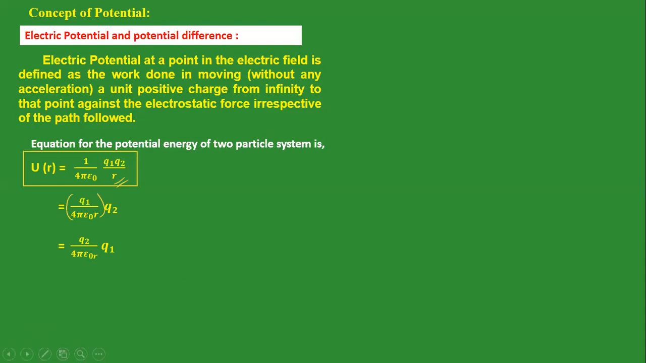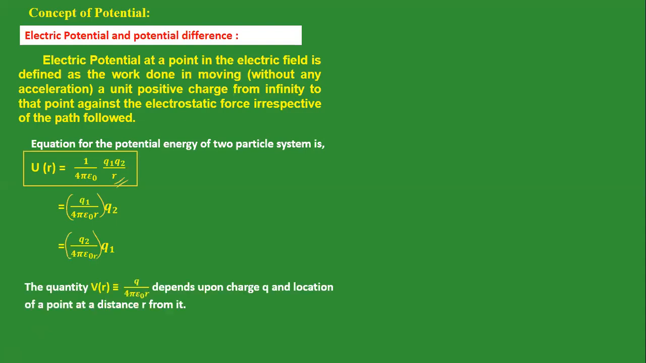or the same formula we can write by taking q1 outside. Now here this quantity, q1 upon 4 pi epsilon 0 r, is the electric potential. Let me represent it by V, or V of r. This quantity depends on charge Q and location. We already learned it is independent of the path.